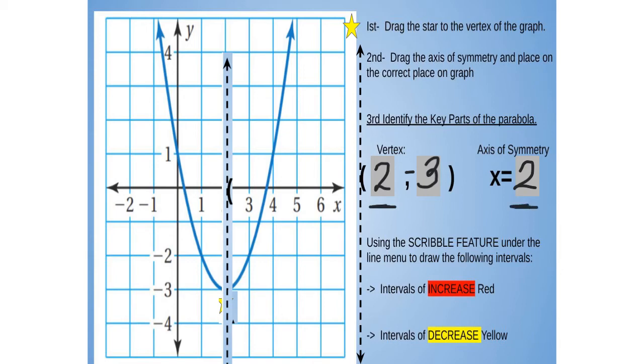Now let's color over the increasing interval red. Here we are with that increasing interval. The x values are getting larger, and the decreasing interval right here. I didn't quite go on the line, but that's okay. As we travel along that line from the vertex up, the x values are getting smaller.